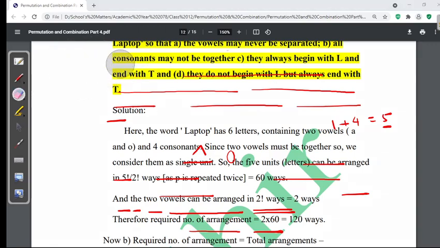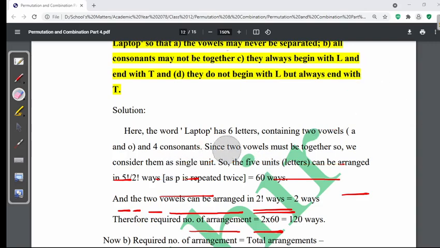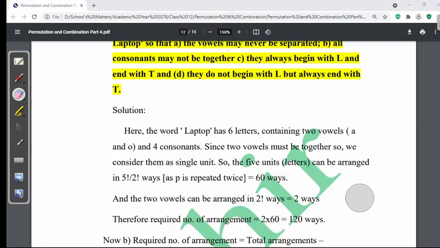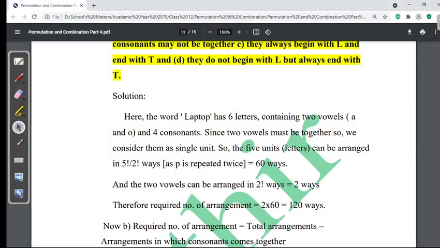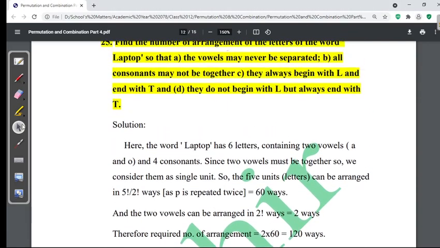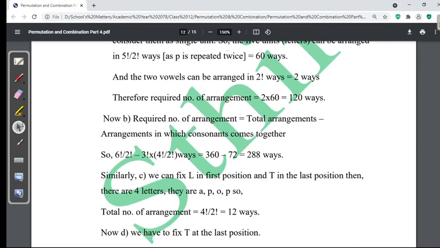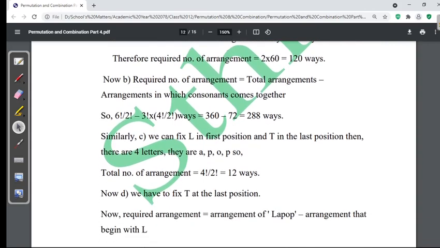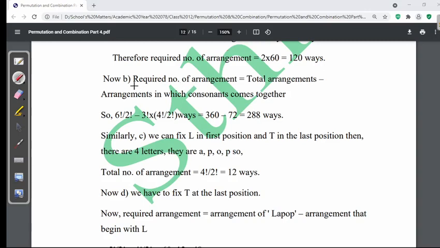Now moving to the second part, dear students. What is given in the second part is that all consonants may not be together. All consonants may not be together, that is the question. So in this case, dear students, I want to make it clear that the required number of arrangements is the total arrangements minus the arrangements in which the consonants come together. The total arrangement is 6 factorial by 2 factorial. First one is 6 factorial by 2 factorial, it is clear.